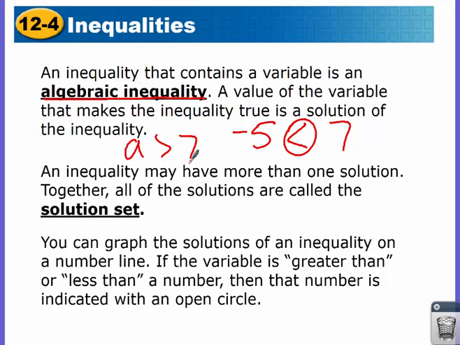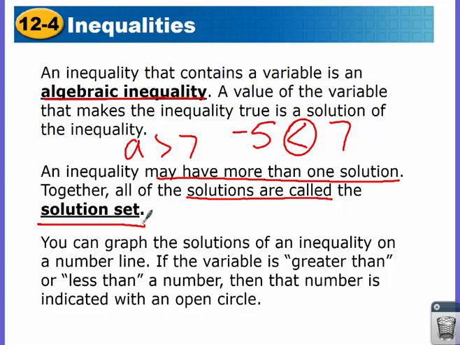An inequality may have more than one solution. Very important to understand that. May have more than one solution. Together, all of the solutions are called a solution set. Okay, so we talked about sets earlier in the year called natural numbers or counting numbers or integers or whole numbers. Those are all sets of numbers. So in this particular instance, we will have a solution that will be a set of numbers. Well, you can graph the solutions of inequalities on a number line.